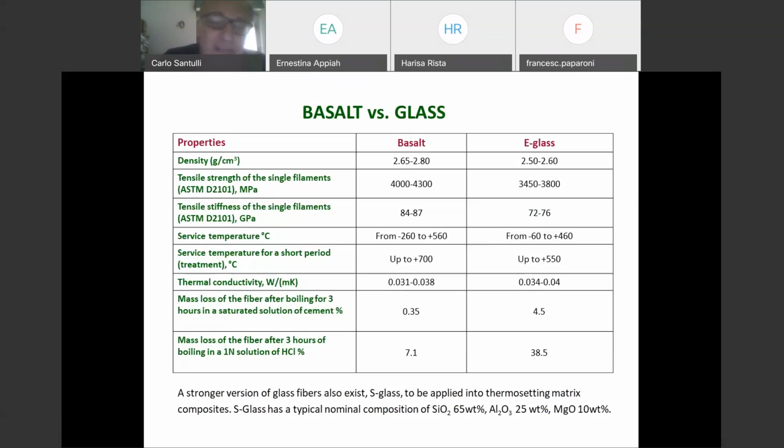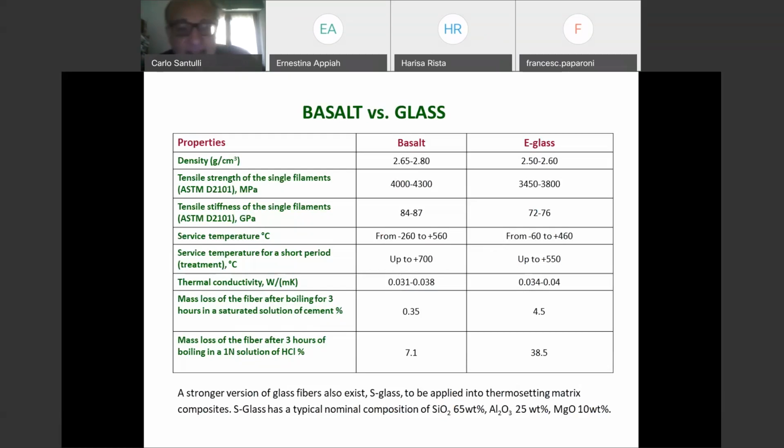The service temperature is theoretical, because in reality, if they are used in composites, the polymer resin has a service temperature which is much lower. If you use a thermoplastic like polypropylene, you have a service temperature below 200 degrees. Epoxies, which are thermoset, go a bit beyond, but not to these temperatures anyway.